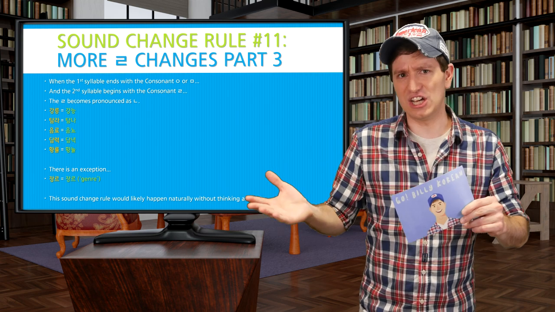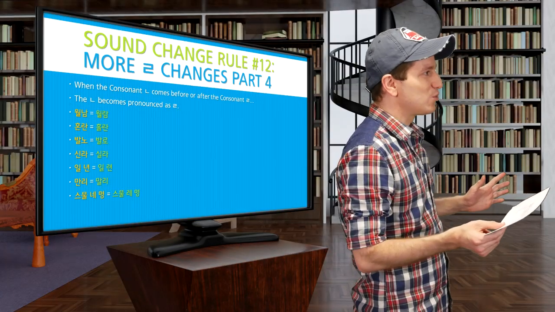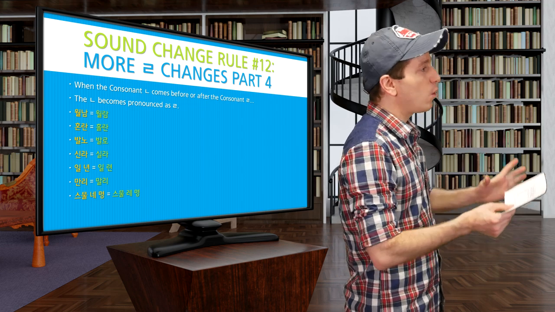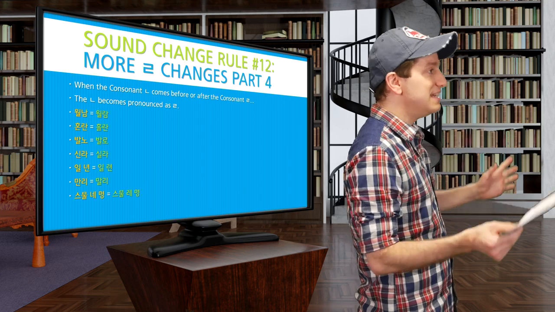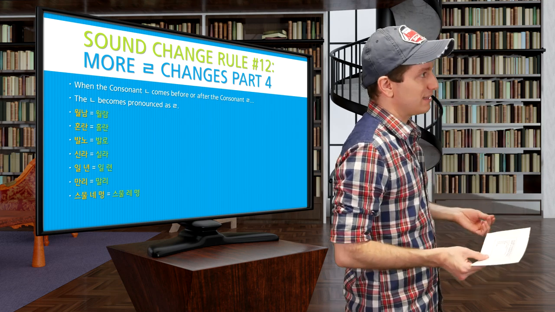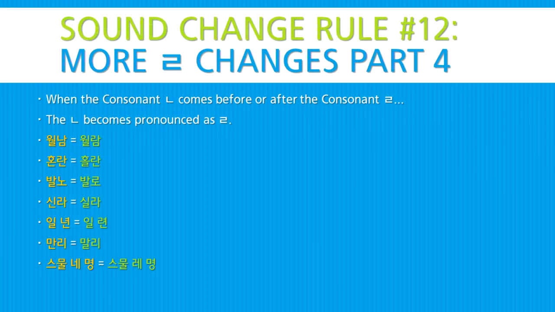Okay, there's another sound change rule that has to do with this letter 릴. Anytime it comes before or after the consonant 니은, that consonant 니은 will also become pronounced like a 릴. So here are some examples of that.